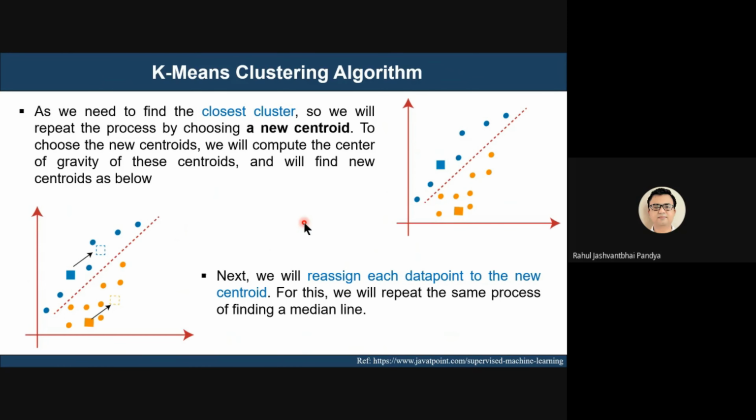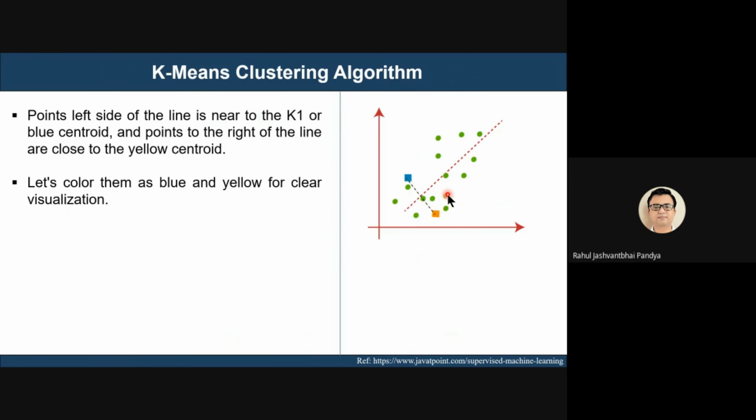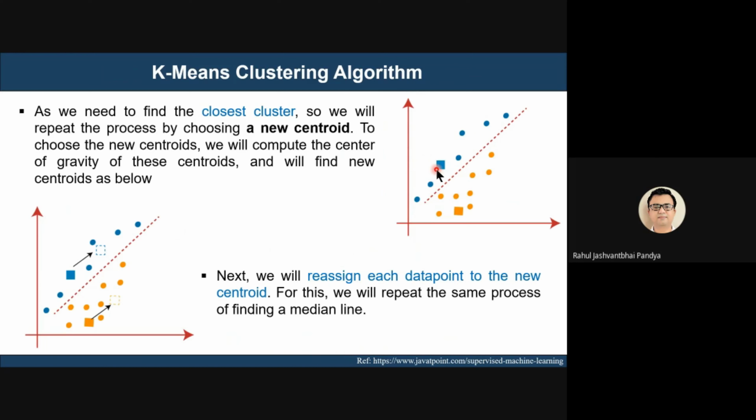Next step, we have to find the closest cluster. So we will repeat the process by choosing a new centroid. These 2 points were located far away, not even nearby. So we are going to shift the centroids a bit nearby, so that the average distance is optimized, or minimal, across all the points. I moved my blue centroid here, and the yellow centroid I'm going to move here. This is a new centroid position.